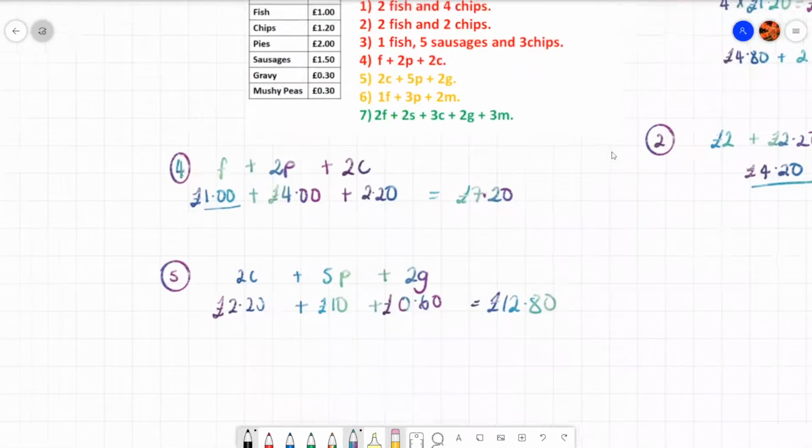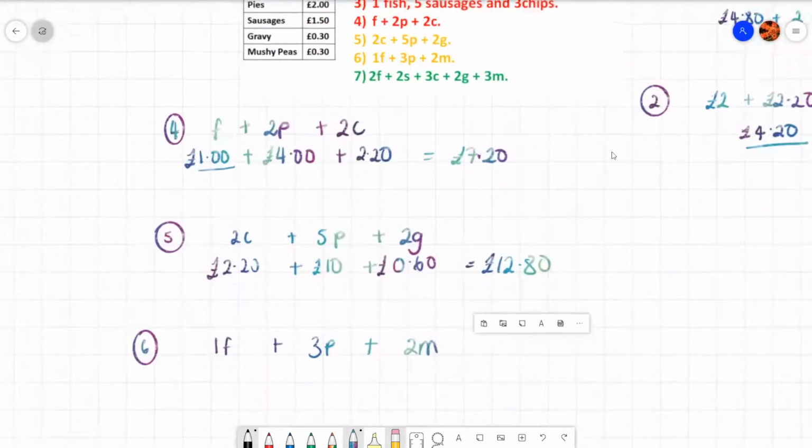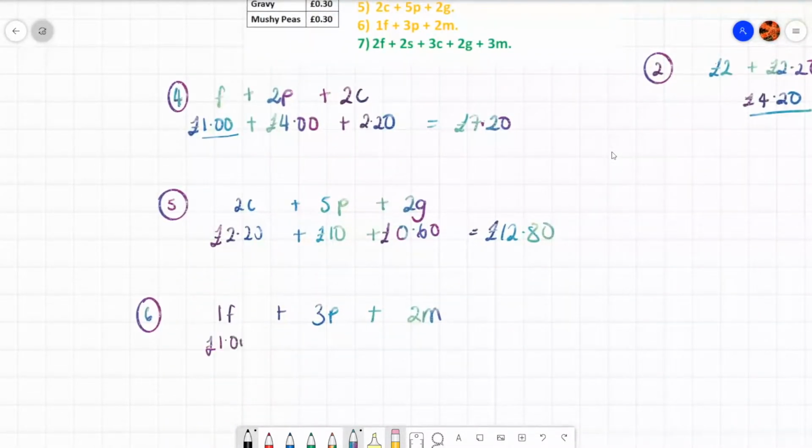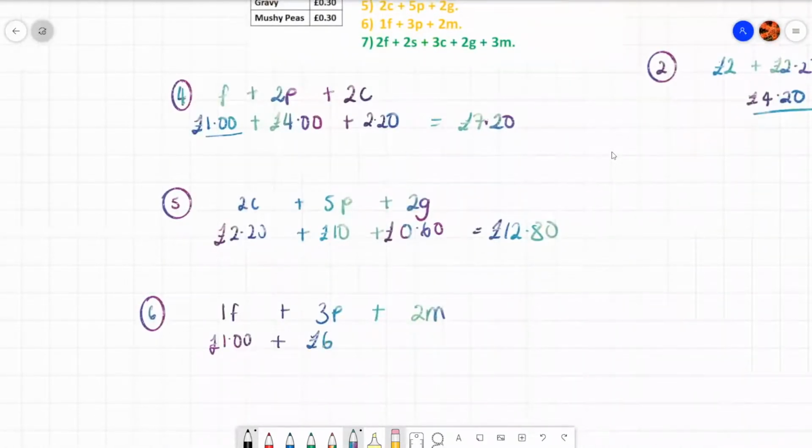Okay, let's do another one. Question 6. We're going to have 1f plus 3p plus 2m. So again, let's replace. Fish is £1. 3 pies, well, 1 pie is £2, so that's going to be £6. And mushy peas is going to be 60p. Okay, add them up. So £7 and 60p. You kind of get the gist of that. So substitution is replacing a letter with a number.